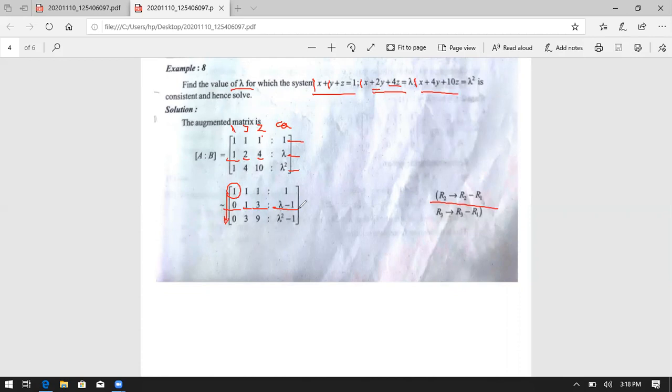Next, come to the third row, R3 also has 1. So R3 minus R1. R3 minus R1: 1 minus 1 is 0. Next 4 minus 1 is 3, then 10 minus 1 is 9. Then lambda square minus 1. This is R3 minus R1. Next step, the first is 0, 0. Here 1 is there, correct. After that, you make this one 0. Replacing the 3, we take the 0.